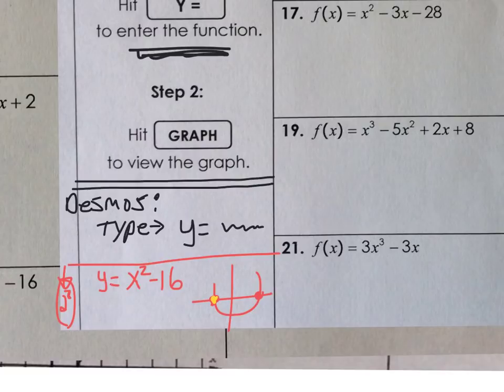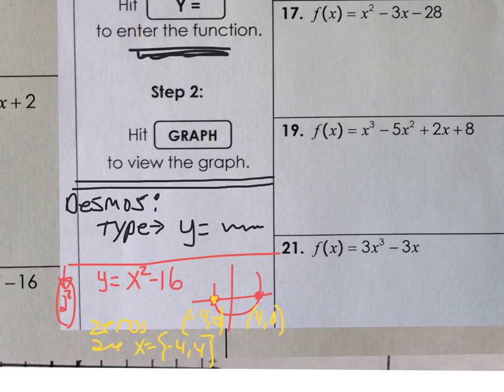If you hover it over the left dot, it gives you negative 4, 0. And this one it'll say 4, 0. So now you know that the zeros are x equals negative 4 and positive 4. Same thing we got with the graphing calculator.